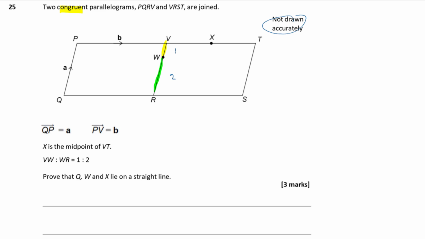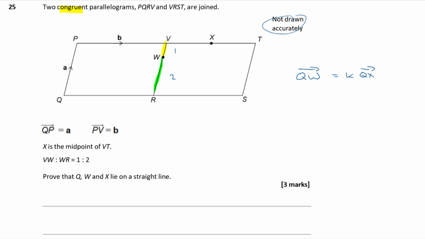In order to show that they're collinear, what we need to do is show that the vector QW is a scalar multiple of either the vector QX or the vector WX. It doesn't really matter. I might go QX. So if I can show that QW is a scalar multiple of QX, or the other way around, then that tells me that Q, W, and X are all collinear. They're all in a straight line.